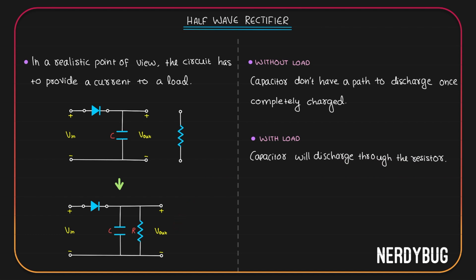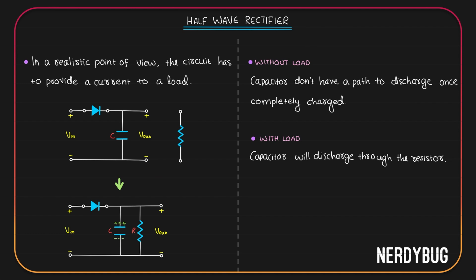Let us take this circuit as an example. Assume that the capacitor got completely charged. It has positive potential here and a negative potential here. Without the load, if the capacitor had to discharge, the current has to flow like this. That is from the N side of the diode to the P side, which is impossible. So the capacitor was not able to discharge. Now, since there is a load resistor, the electrons from this plate will be able to flow through the resistor to the other plate. Current will be flowing from this plate through the resistor to the other plate, and the capacitor will be able to discharge.